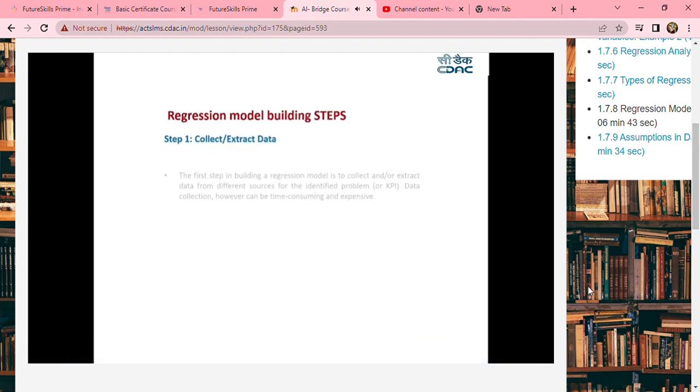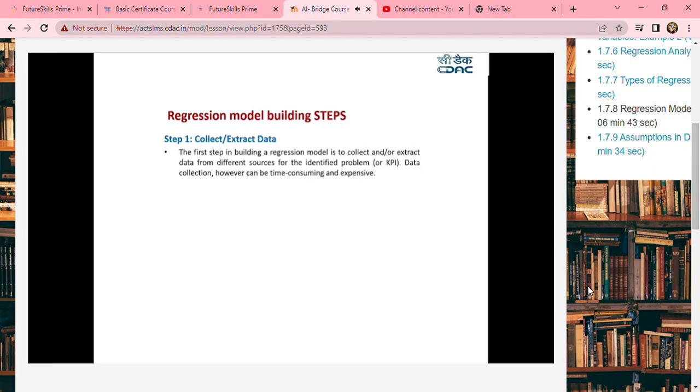Now, going ahead with the steps of simple linear regression model building. The first step, as we have discussed, is the collection or extraction of the data. Extraction of the data plays a very important role. Whenever data is available from different sources, you need to identify the key problem and take the data collection.